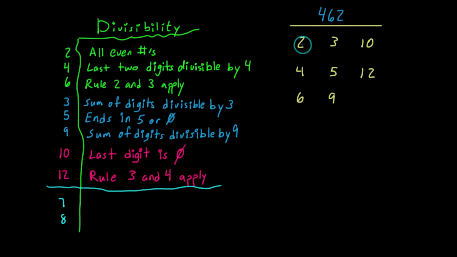You could start small and work your way up to larger numbers. My suggestion is to start large and work your way down to smaller numbers, because it will speed your process up just a little bit more. Let me show you what I mean. So the rule of 12 says both rule 3 and 4 have to apply.